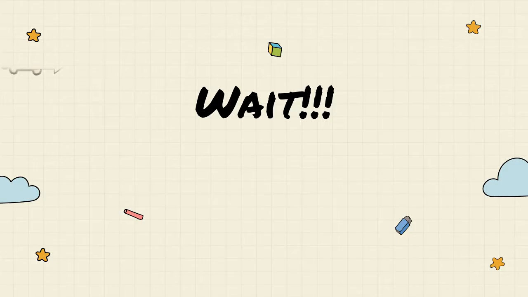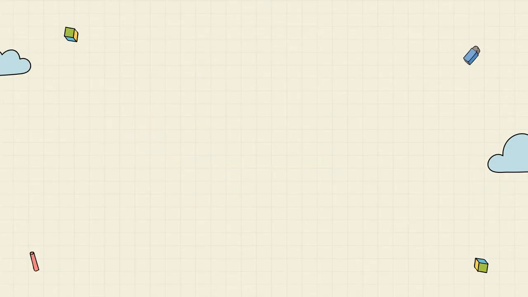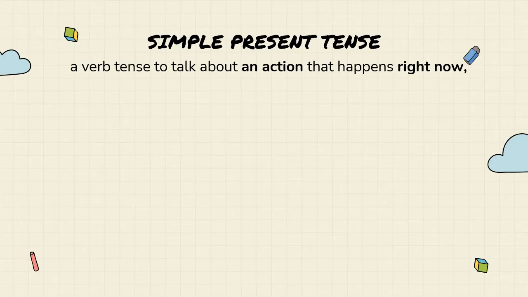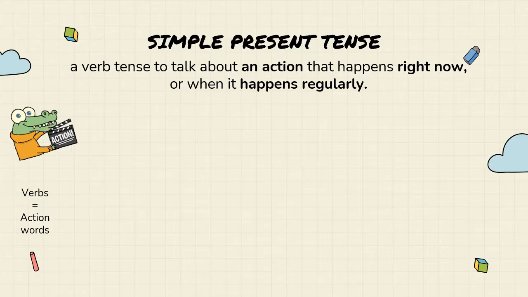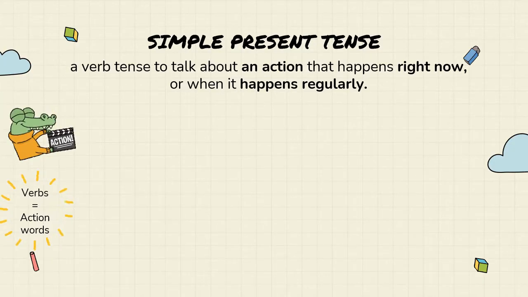But wait! We have to do some revision first. I'm sure you have learned about simple present tense. And what is simple present tense? It is a verb tense to talk about an action that happens right now or when it happens regularly. And when we talk about simple present tense, you have to remember about verbs. What are verbs? Verbs are action words. Anything that involves in doing something, we call them verbs.